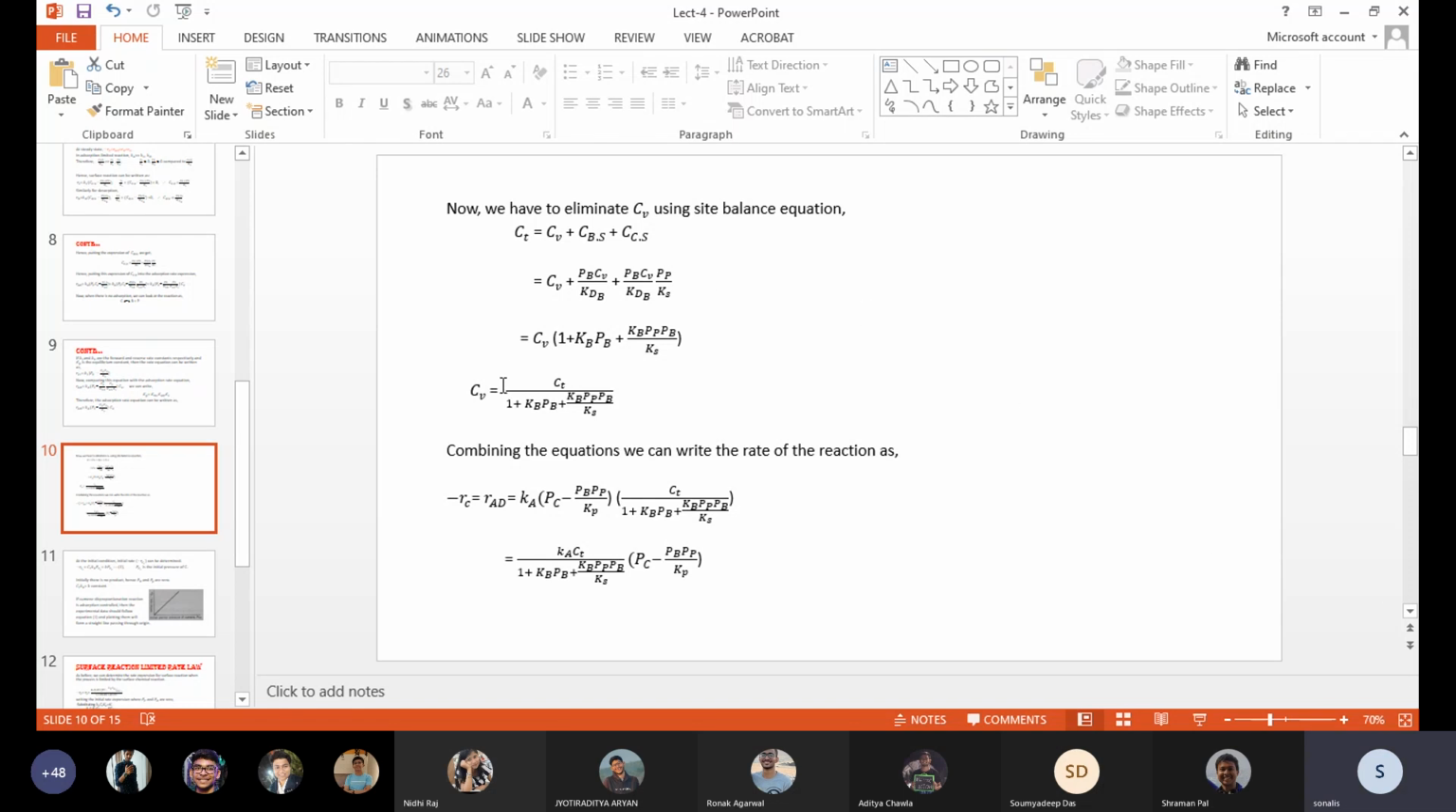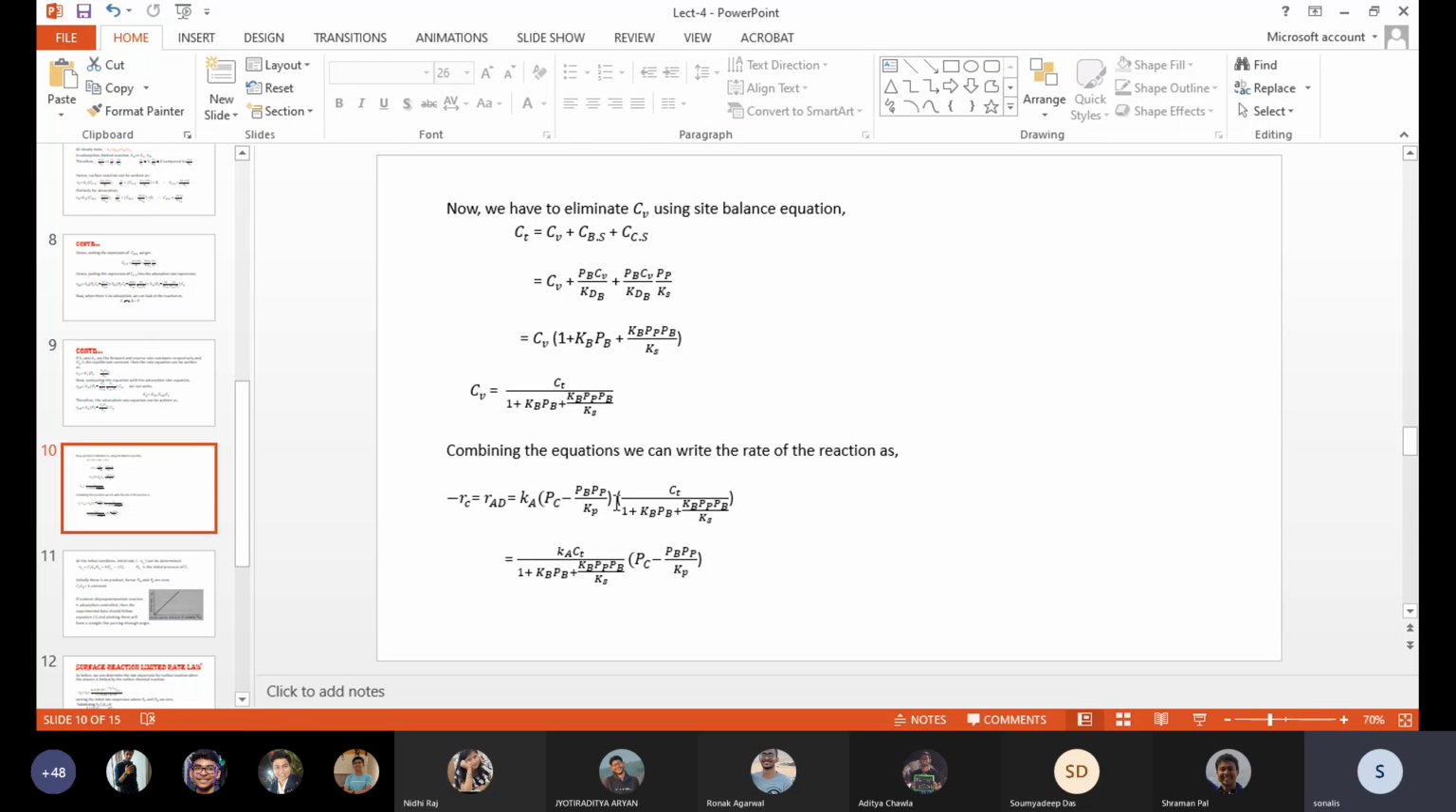Here we can see Cv is equal to Ct divided by 1 plus Kb Pb and so on. Just solve it: Cv is equal to Ct divided by this big quantity. Combining the equations, we can write the rate of the reaction as Rc. Rc, the total rate of the reaction, is equal to Rad. Obviously, the total rate of the reaction is the rate of the adsorption step, which is rate limiting, equal to Ka Pc Cv minus Ka Pb Pp Cv by Kp, which you know.